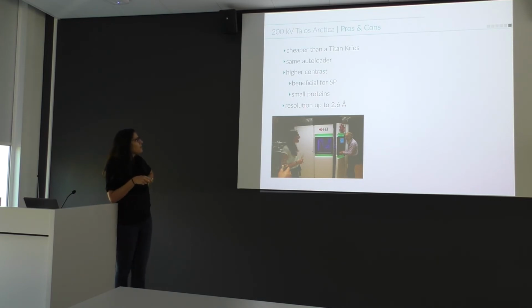I'm not sure if this number is correct, because it's sometimes really hard to keep track of what's happening. I know for the Titan, the current breakthrough is 1.5. For the Talos Arctica, I think it's 2.6.